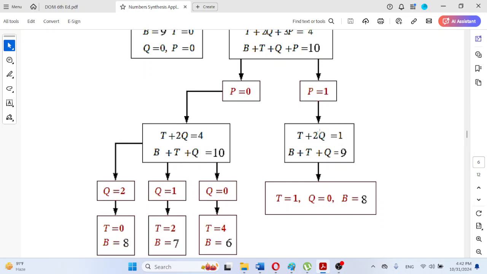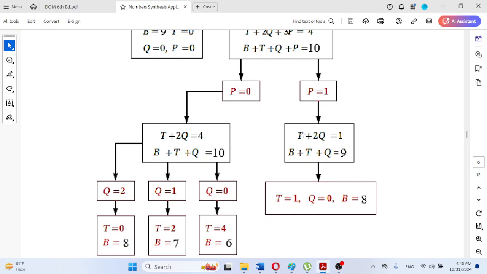Here we can observe that q can only be 0 in this equation, because q cannot be 1. If q is equal to 1, then 2 multiplied by 1 is equal to 2, t plus 2 is equal to 1, and 1 minus 2 is equal to minus 1. So t will be equal to minus 1. Again, the ternary link would assume a negative value, which is impossible practically or physically. So that means q can only be 0.